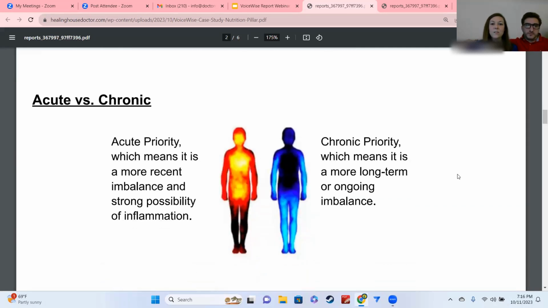Yes. So then you're also going to see if something is acute or chronic. Now, in terms of this test, chronic holds more weight, so it will come up more often. We did that on purpose because things that are chronic, or more long-term or ongoing, often need more ongoing support. Whereas something that's acute is usually something that's come up more recently, or it's just got some inflammation. It's usually a little bit easier to address. Most of the time, it's usually short term.